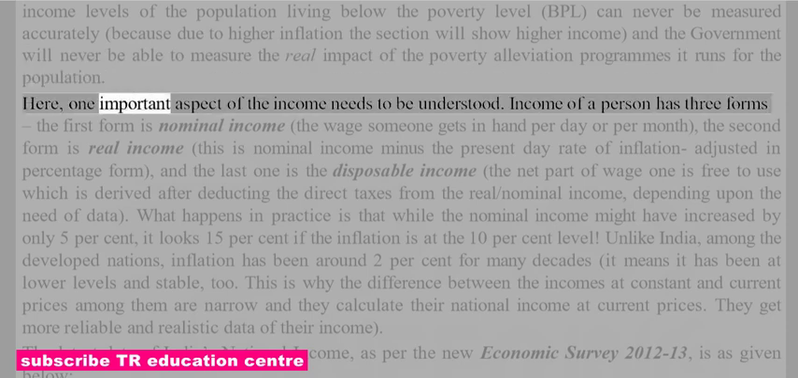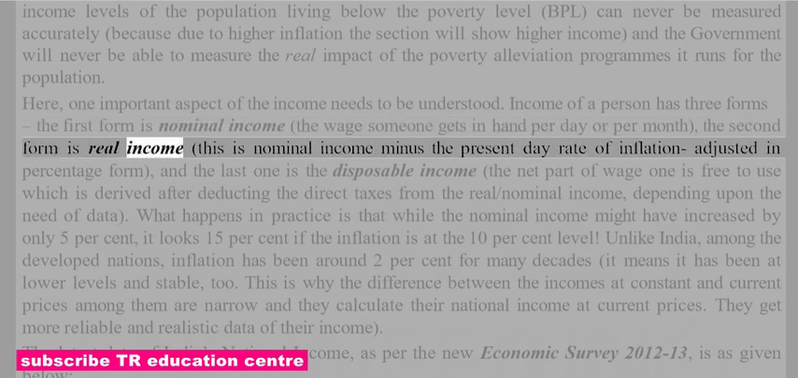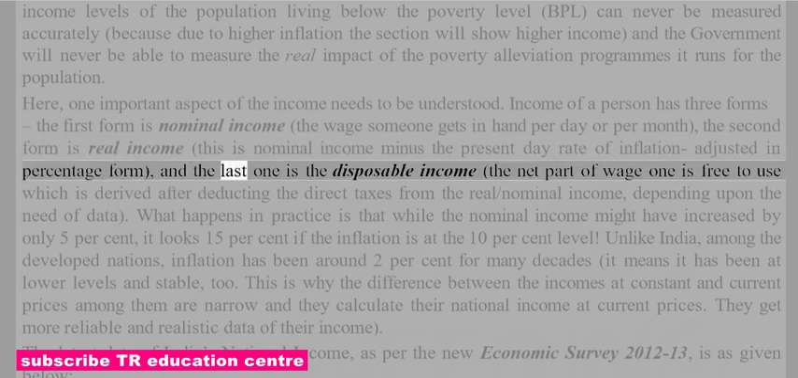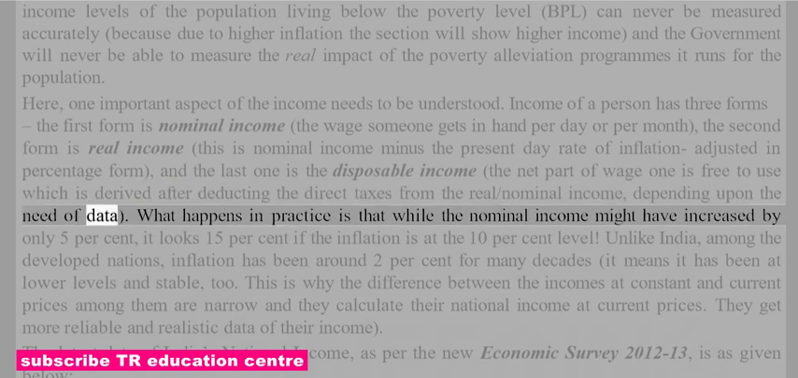Here, one important aspect of the income needs to be understood. Income of a person has three forms. The first form is nominal income, the wage someone gets in hand per day or per month. The second form is real income. This is nominal income minus the present day rate of inflation adjusted in percentage form. And the last one is the disposable income. The net part of wage one is free to use, which is derived after deducting the direct taxes from the nominal or real income, depending upon the need of data.